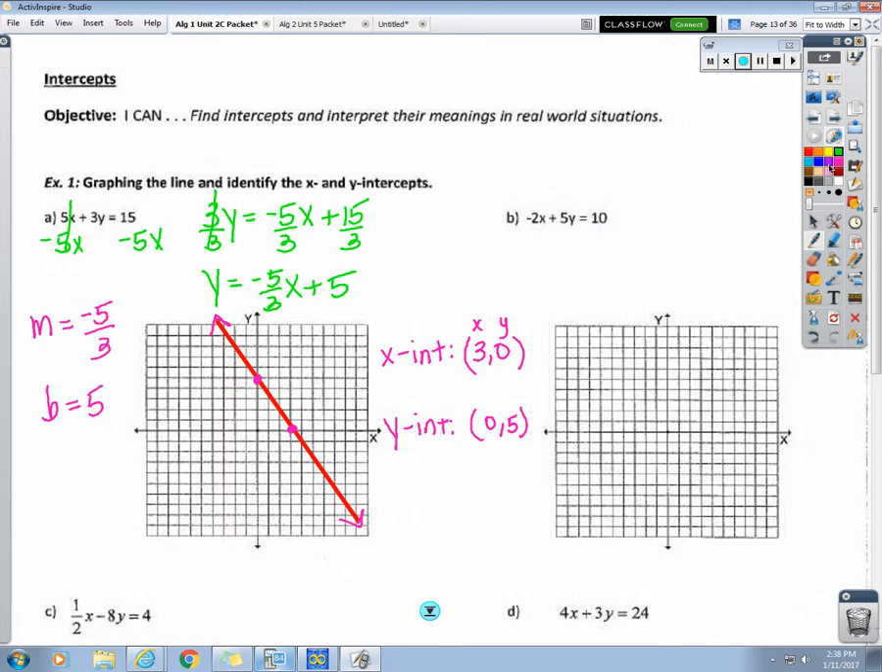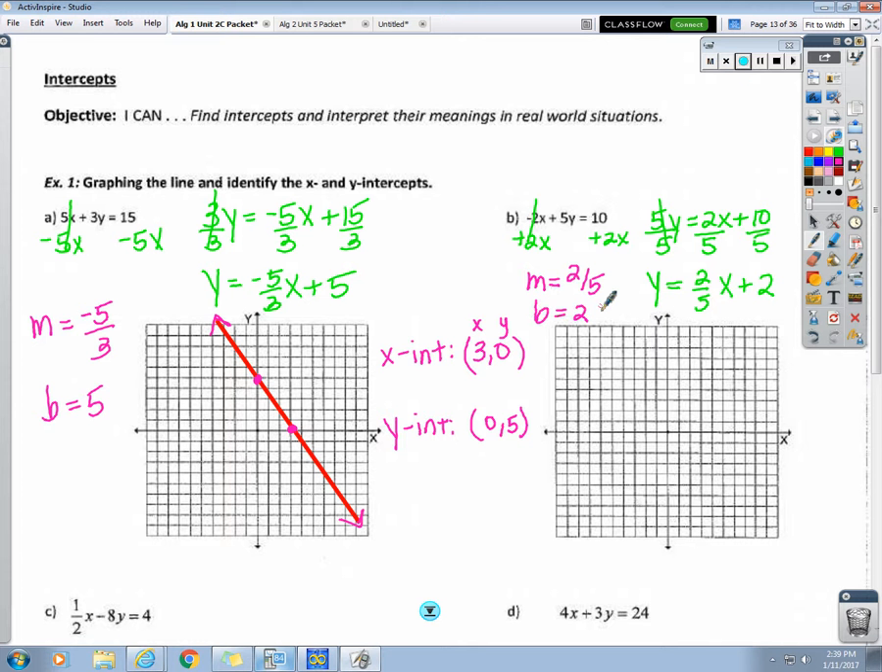How would you rewrite it? Correct. Since it won't simplify to a whole number, you just leave it 2 over 5. And then your y-intercept becomes 10 over 5, which will reduce to 2. So for this one, your slope is 2 over 5, and your y-intercept is 2.